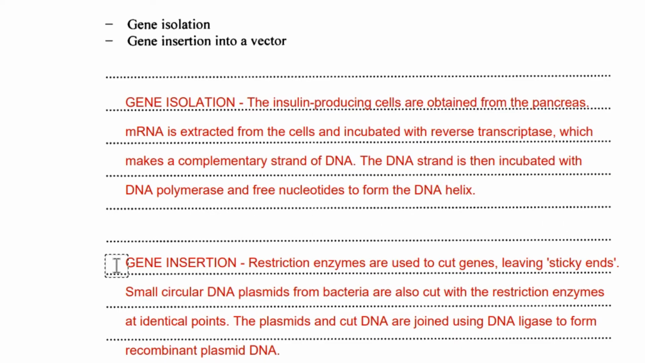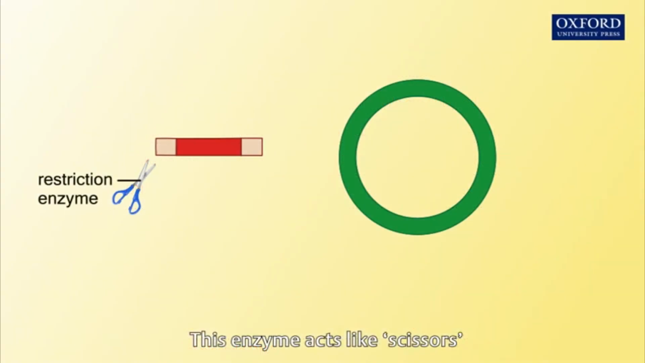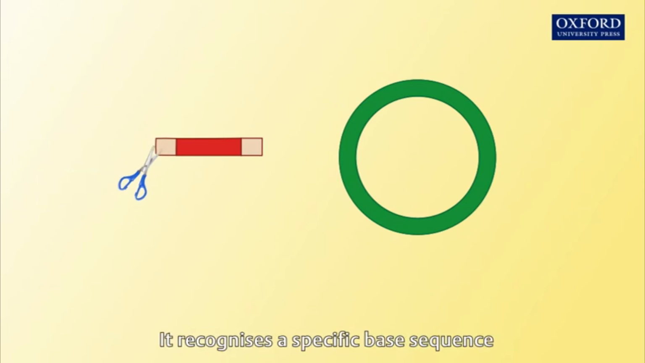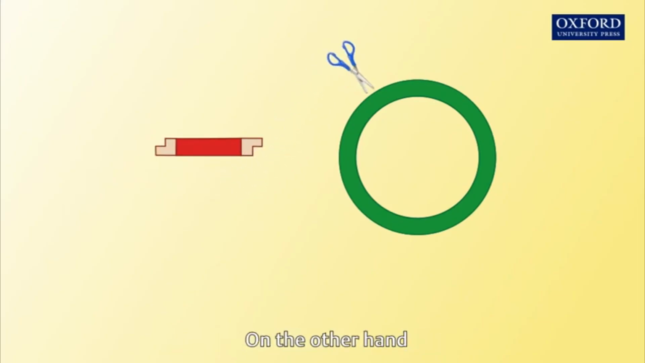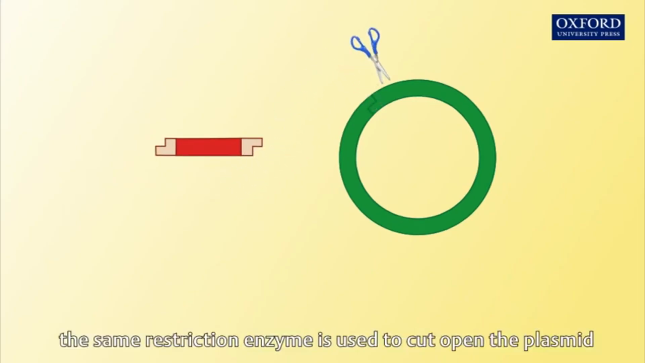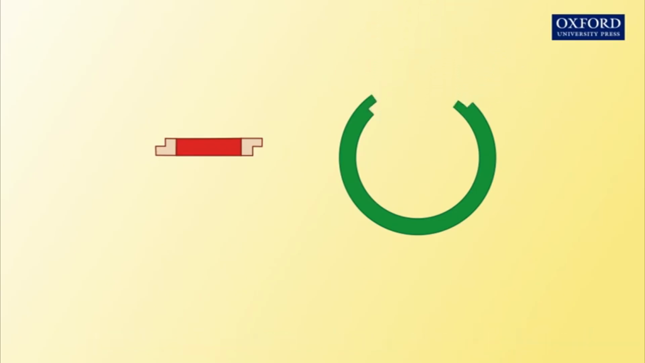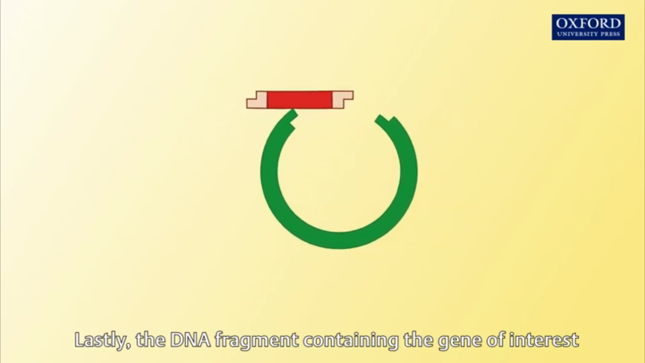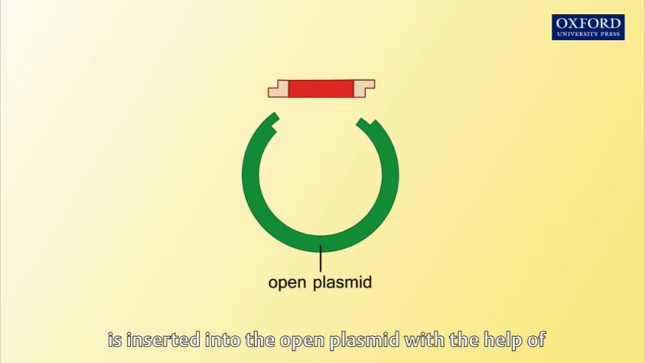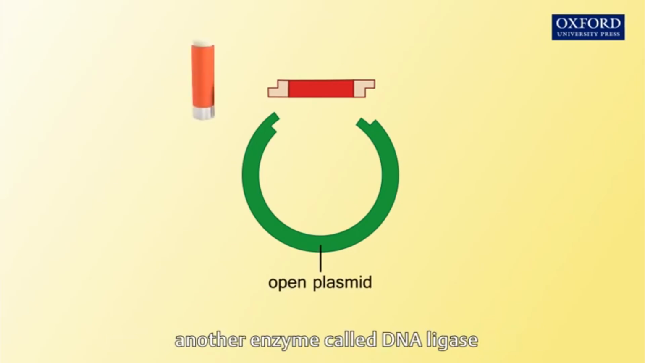Secondly, we need to insert the gene into a vector. How this is done is that you use restriction enzymes. Restriction enzymes are like DNA scissors, and they are used to cut genes, and they're going to leave little sticky ends. These sticky ends, think of them as they can bond with complementary ends, right, due to hydrogen bonding. So small circular DNA plasmids from bacteria are also cut with the same restriction enzymes. So it's kind of like you're cutting out a shape, and you're cutting out a similar shape in the bacteria so you can glue them together.